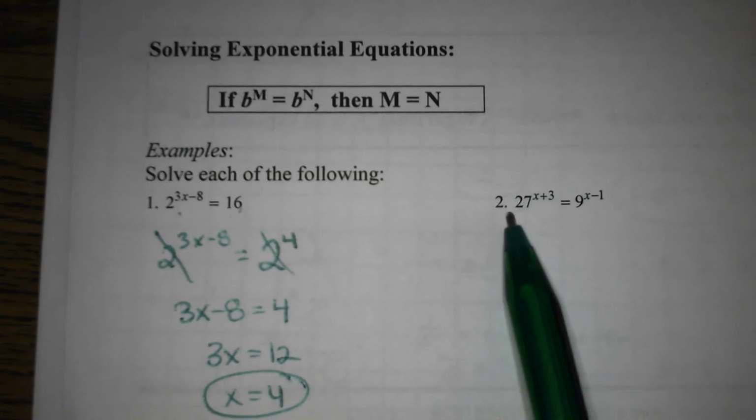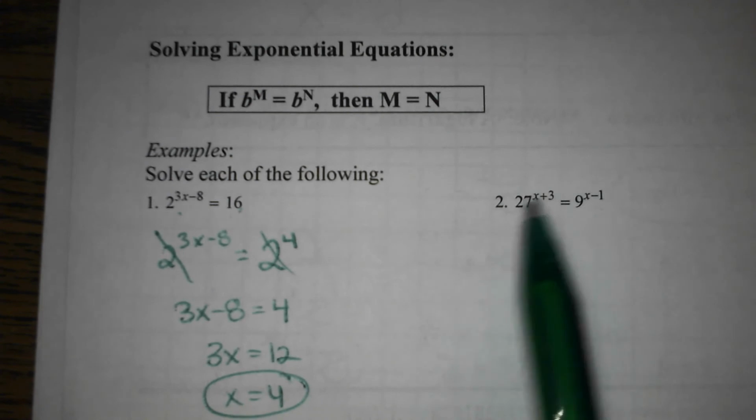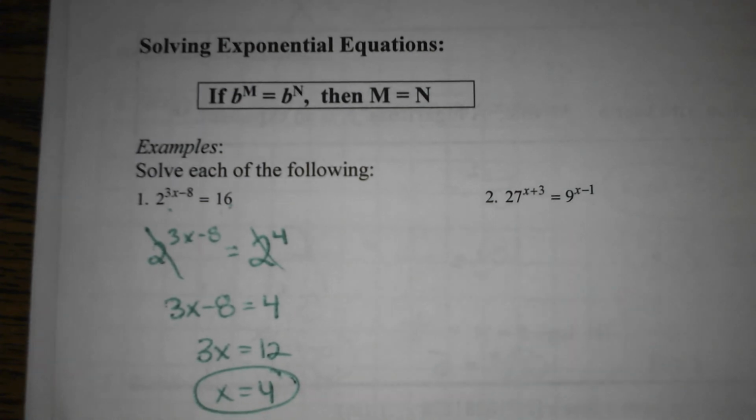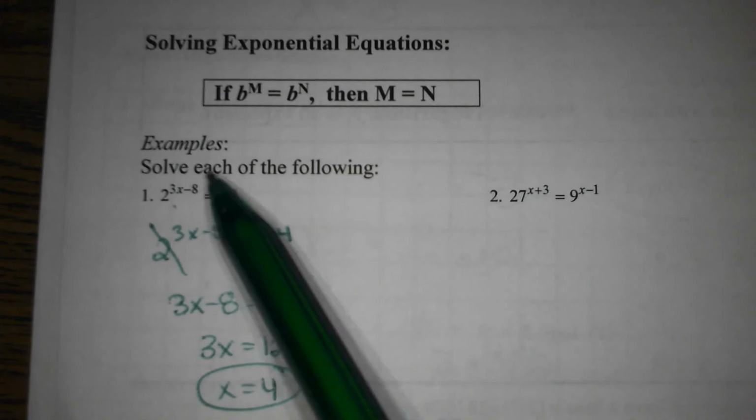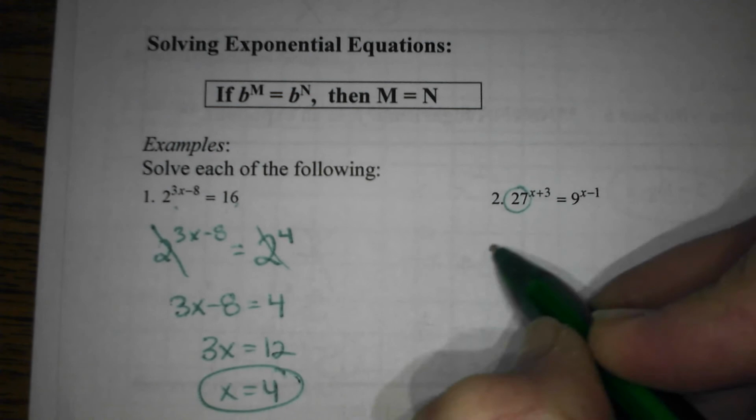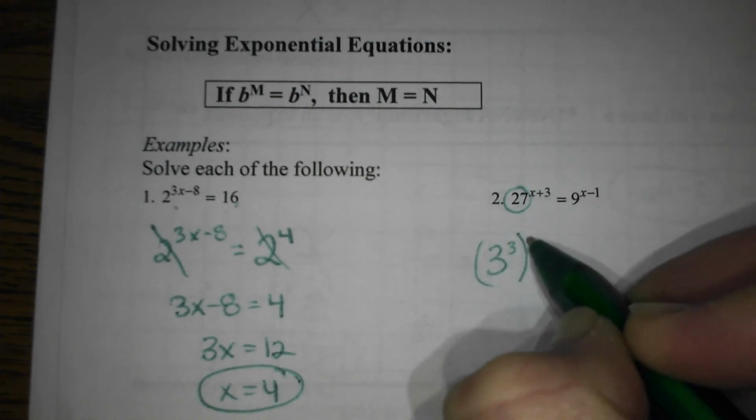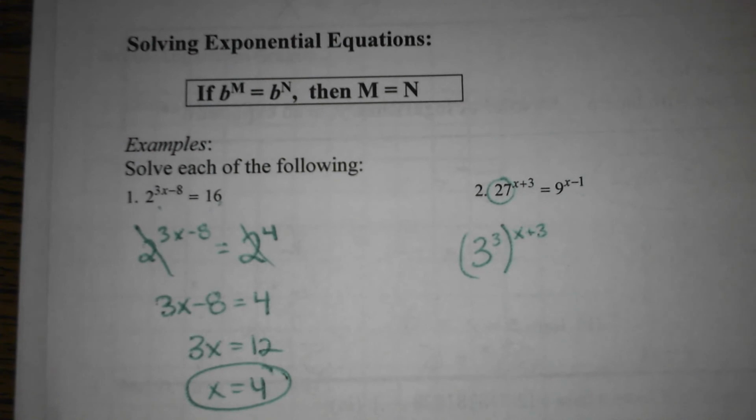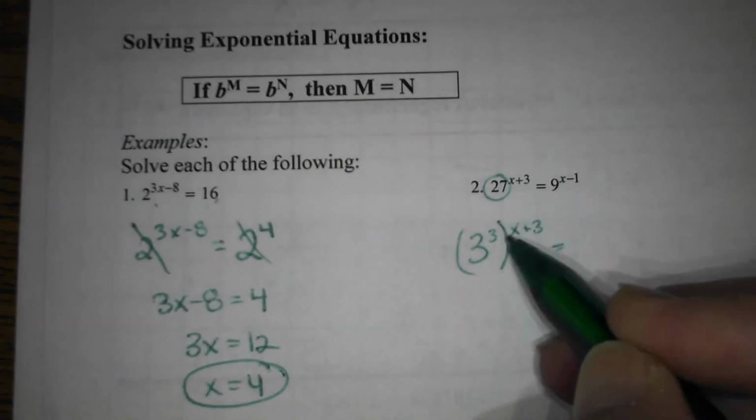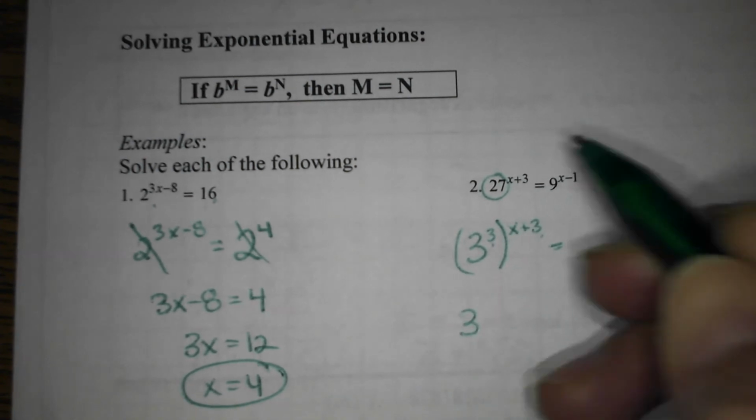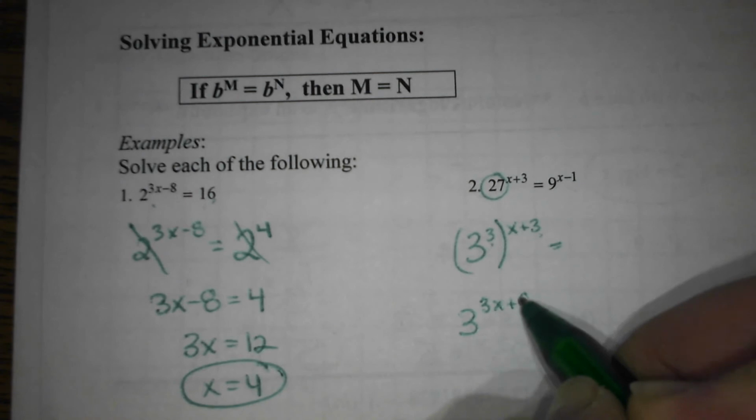On number 2, you have a base of 27 and a 9. Can they be written with a common base of 3? This is a little bit harder than the last one because 16 just became 2 to the 4th and there was nothing else to it. 27 is going to become 3 to the 3rd, but that's still being raised to the x plus 3. So now you got to sharpen your exponent rules a little bit. When you raise a power to a power, you multiply. And when you multiply a monomial times a binomial, you have to distribute. So that becomes 3x plus 9.